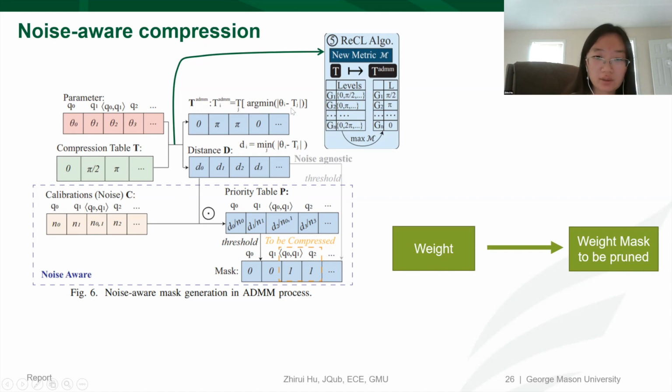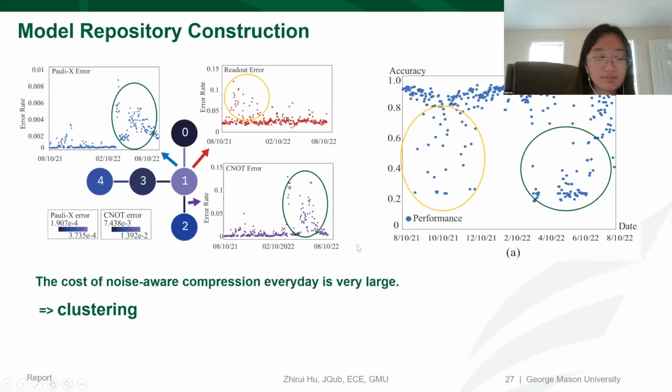But if we take the noise into consideration, we add the noise to the distance. If the noise is larger, we have a higher potential to move the gate so that the total noise will be minimized.